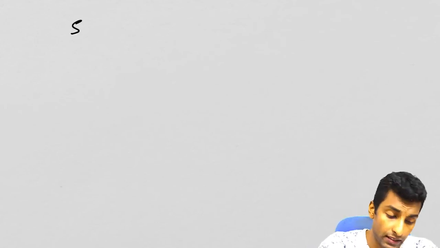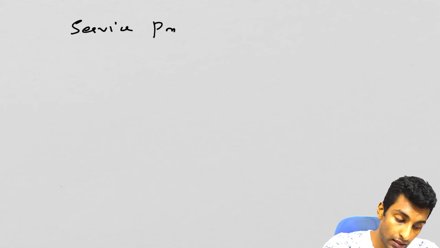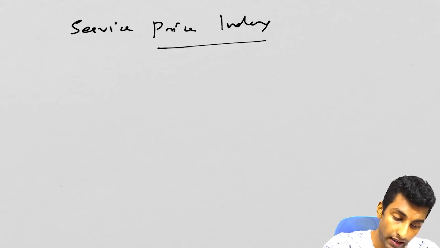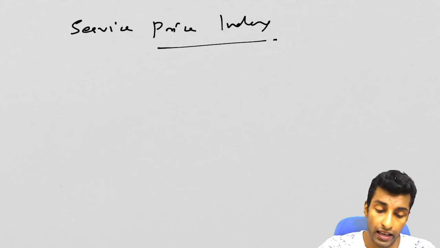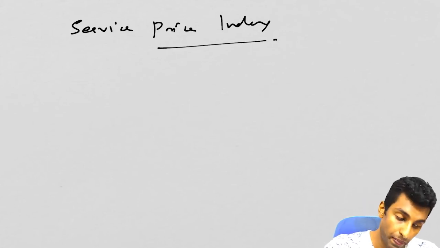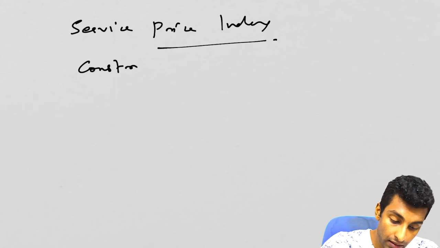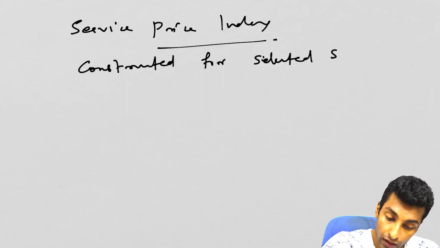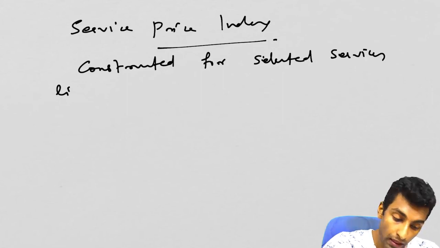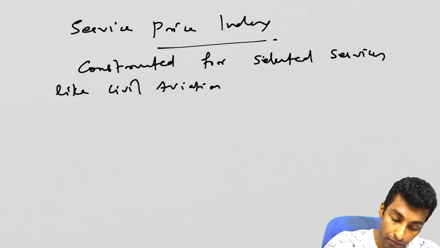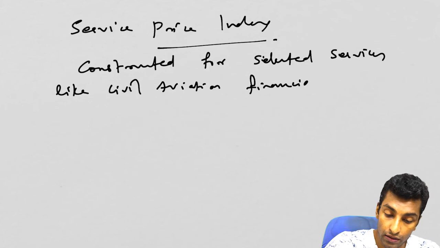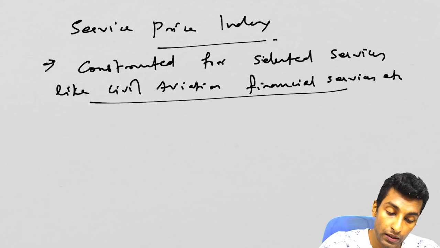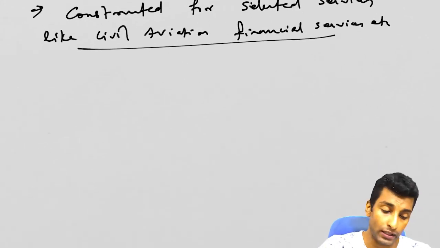Next is not that significant: the service price index. Currently it is constructed for some sectors only, selectively, like banking, civil aviation, etc. So it is constructed for selected services like civil aviation, financial services, etc. Okay, so for selected services, not that significant.